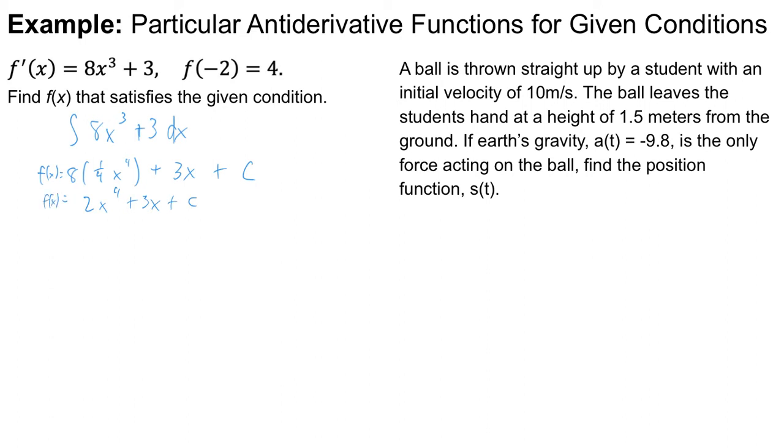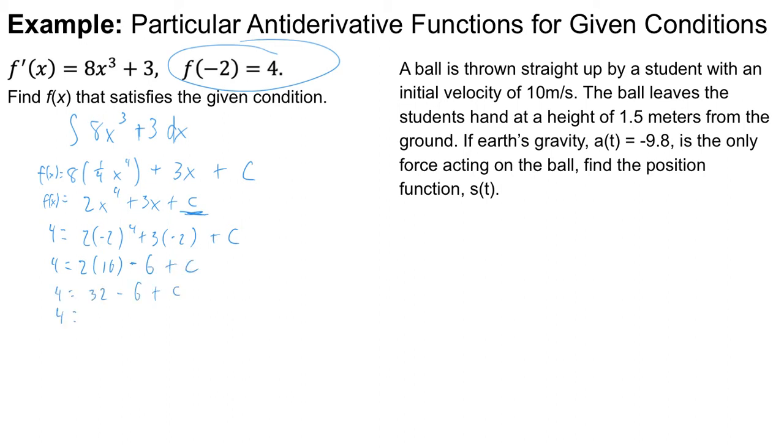We're trying to solve for a particular antiderivative, so we have to solve for that C by using this given condition, f of negative 2 equals 4. So I know that the y value is 4 for f of x, and the x value is negative 2. I'm going to solve for C. So 4 is equal to negative 2 to the 4th power, which is 16, times 2 is 32, minus 6 plus C. So 4 is equal to 32 minus 6, which is 26, plus C. Then if I subtract 26, I get C is equal to negative 22.